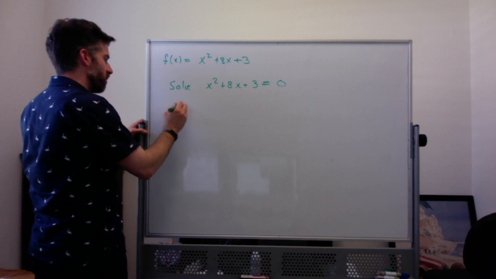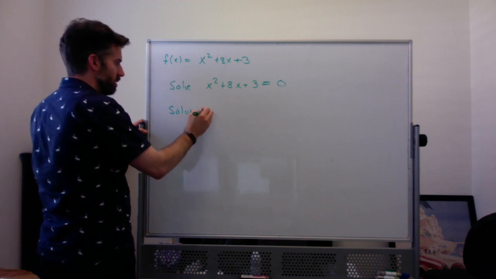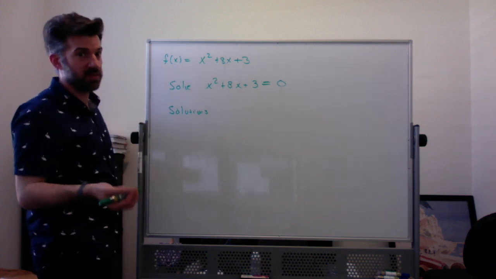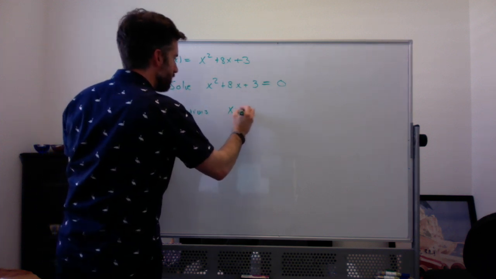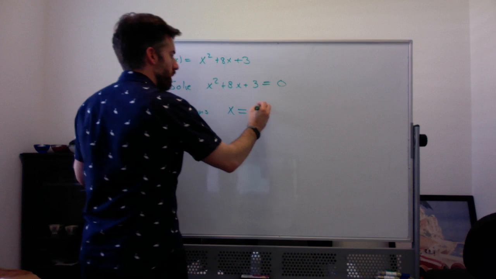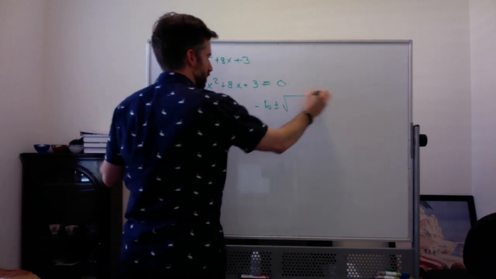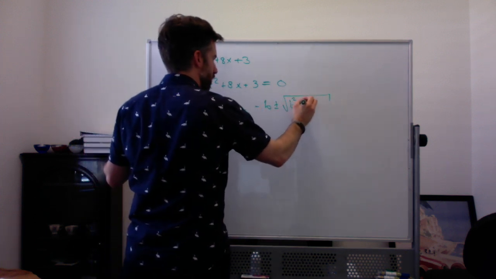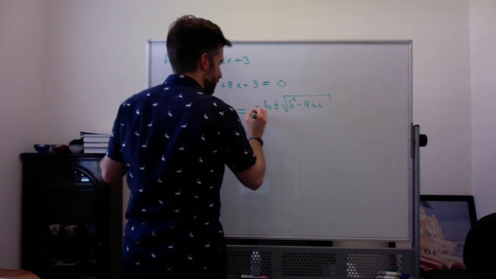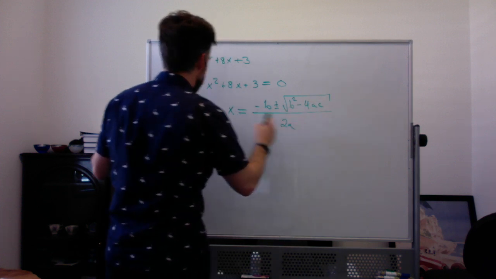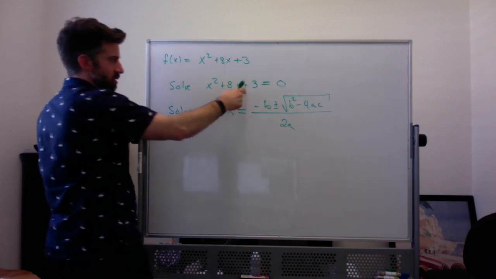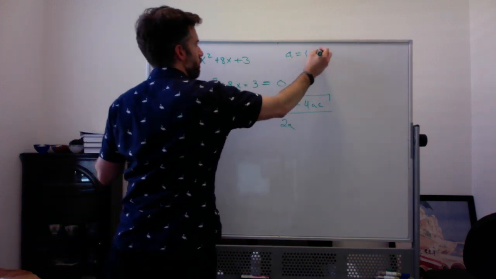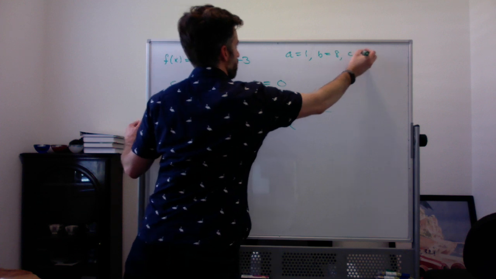When you use the quadratic formula, it's really important to remember you're not just getting two numbers, you're getting the x values that solve this equation. So you're getting x equal to negative b plus or minus the square root of b squared minus 4 times a times c, over 2 times a, where a is the first coefficient, b is the second, c is the third. So a equals 1, b equals 8, c equals 3.